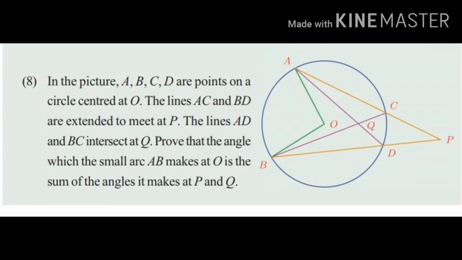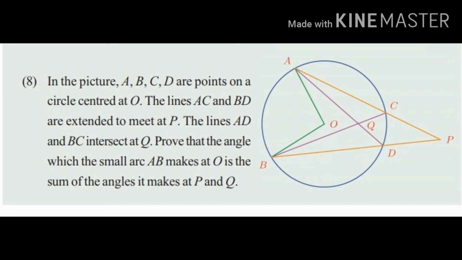Next is question number 8. In the picture, A, B, C, D are points on a circle centered at O. The lines AC and BD are extended to meet at P. The lines AD and BC intersect at Q. Prove that the angle which the small arc AB makes at O is the sum of the angles it makes at P and Q. Okay, let's draw the figure and analyze the question.